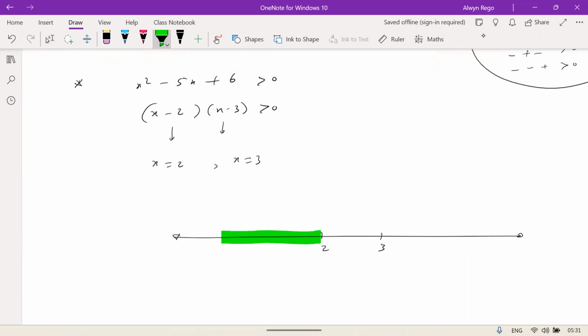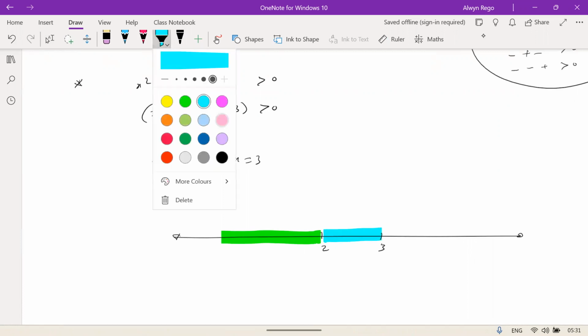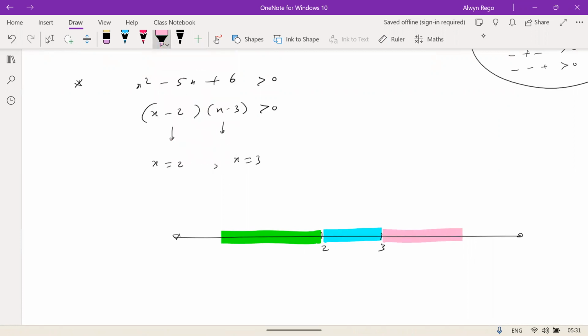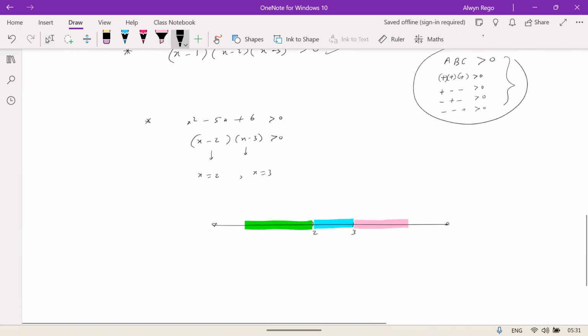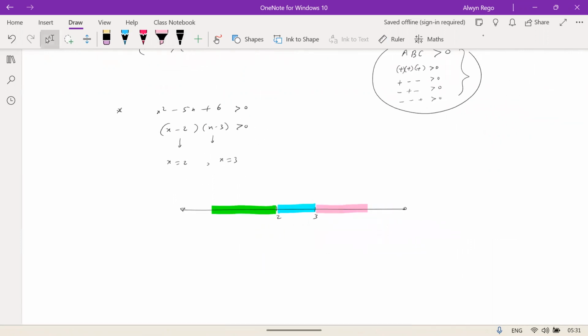The zone number 1, the zone number 2, and zone number 3 here. Inequality is always about zones. They are sets of values. So I'll investigate what happens to the inequality in these zones. Supposing I take a value in this zone here, any random value, let's say I take the value 0.